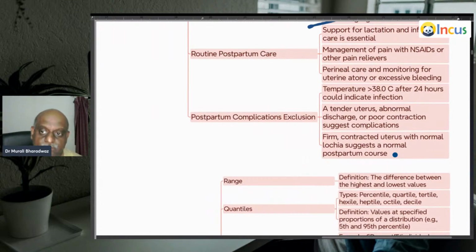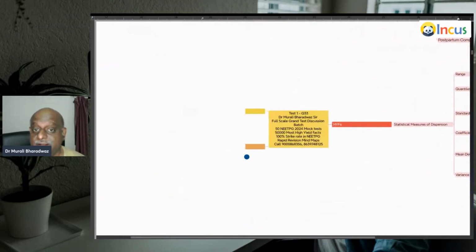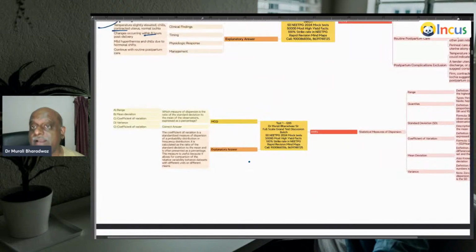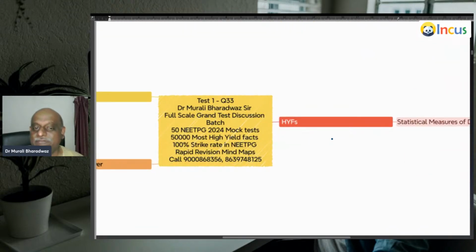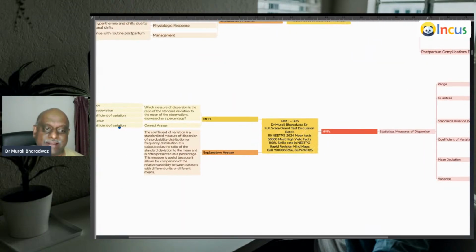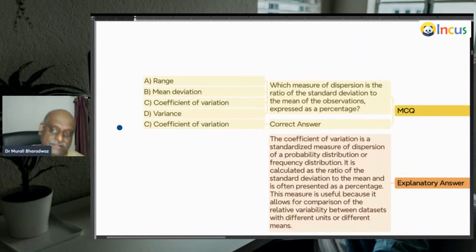You should know what is routine and how to recognize the complications. Suppose the uterus is tender, there is abnormal discharge, poor contraction, then it is complicated. If the temperature is more than 38 after 24 hours, it can indicate infection. So you should know how to differentiate normal from abnormal whenever there is a puerperal patient.